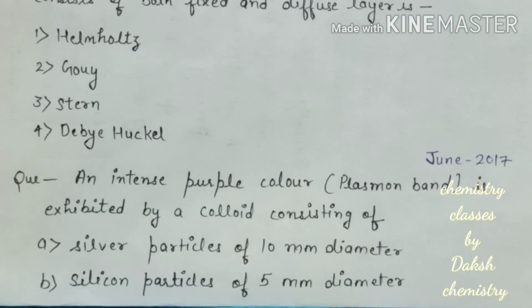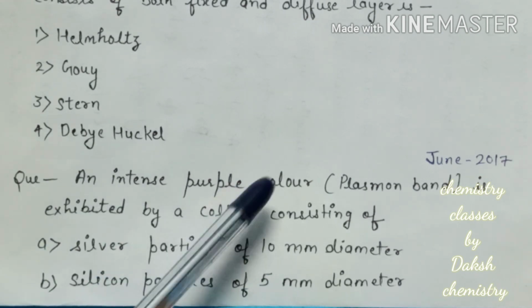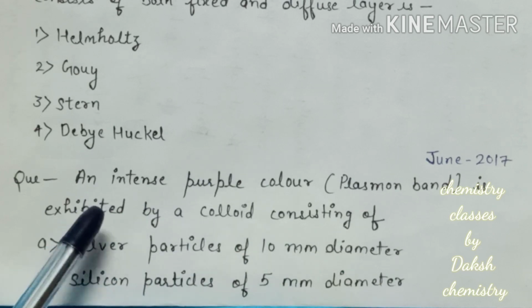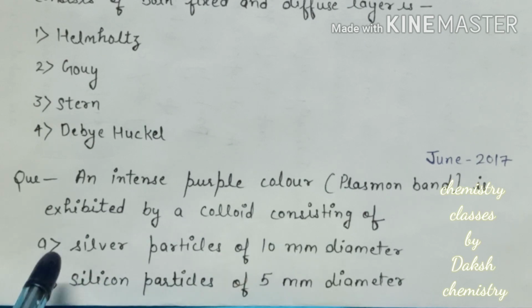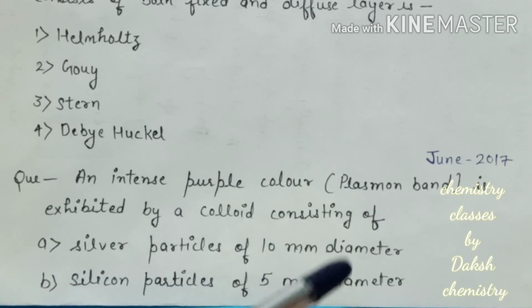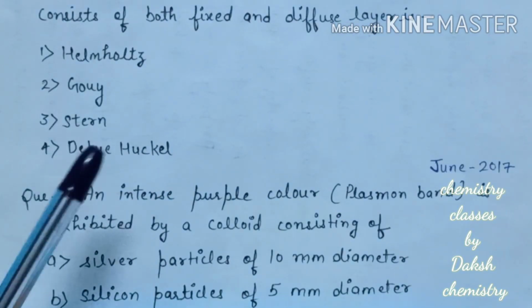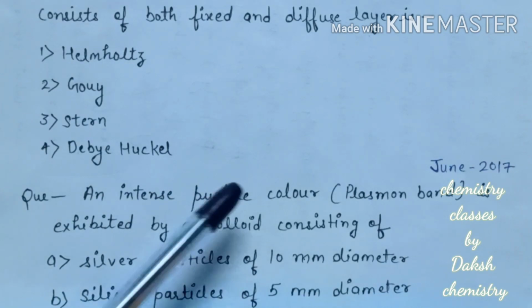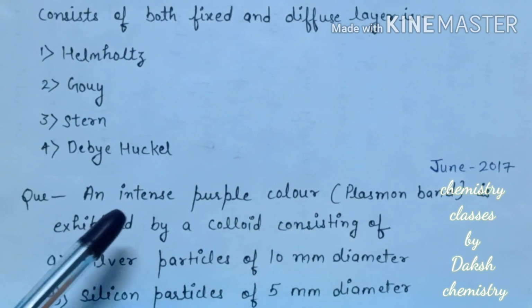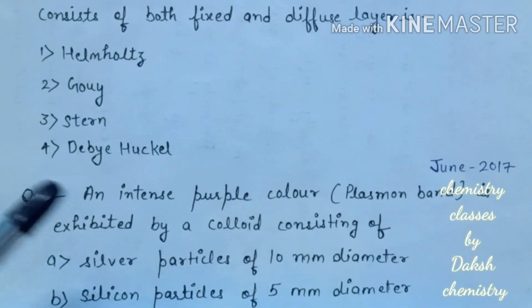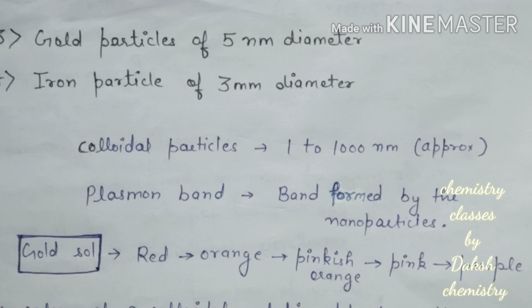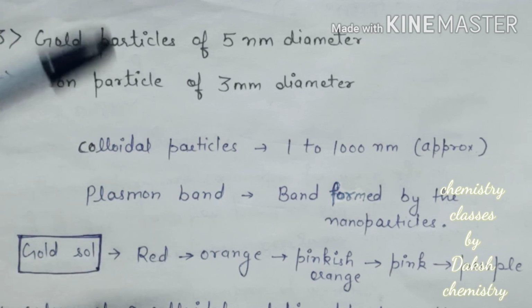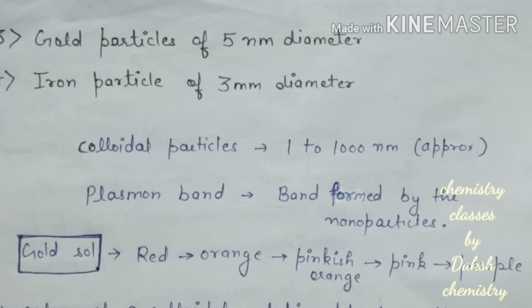Okay, the next question is: an intense purple color plasmon band is exhibited by a colloid consisting of silver particles of 10 mm diameter, silicon particles of 5 mm diameter, gold particles of 5 nanometer diameter, and iron particles of 3 mm diameter.